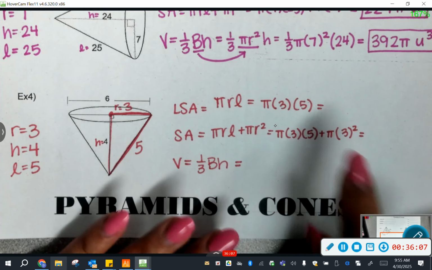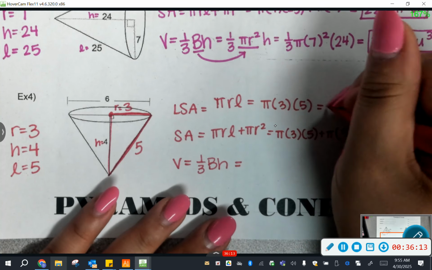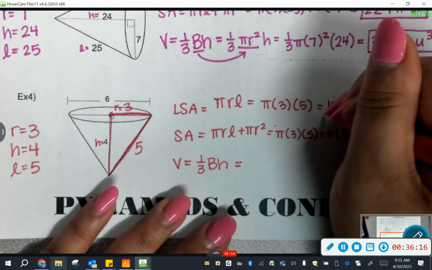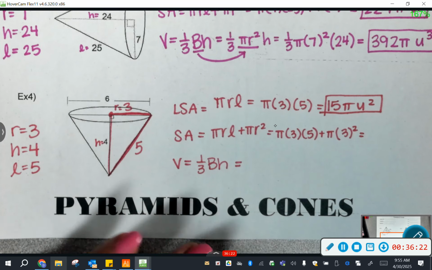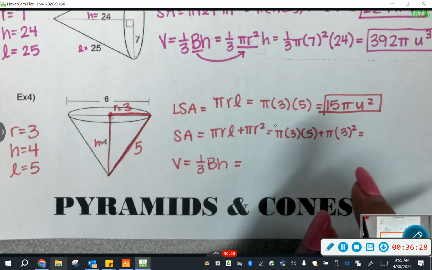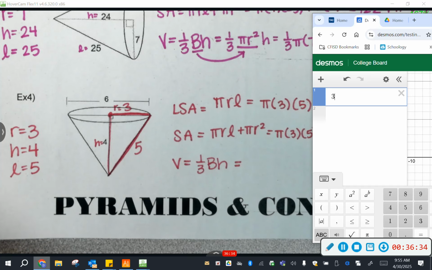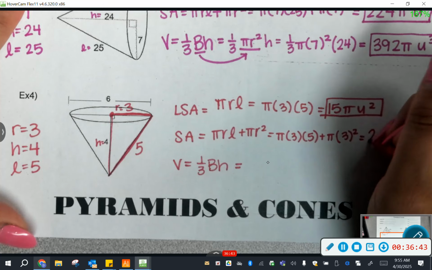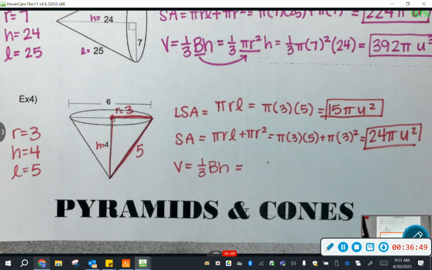What did y'all get for lateral surface area when you plugged it in? What's 3 times 5? So 15 pi is my answer. Does that make sense? Then we have 3 times 5 plus 3 squared. We're going to put that in the calculator. 24 pi is what you got? 24 pi is correct.